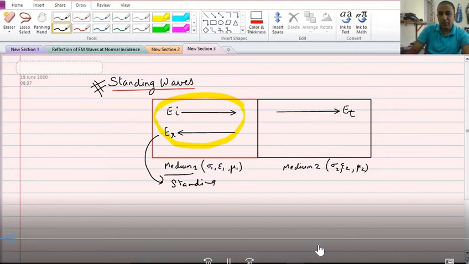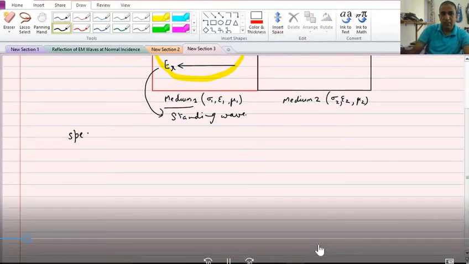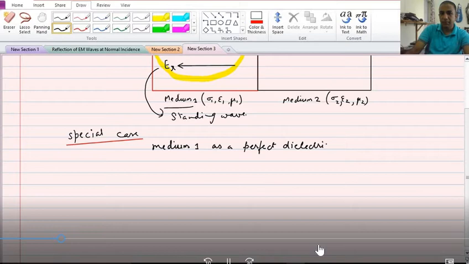Okay, so assume, as a special case, that medium 1 is a perfect dielectric, that is sigma 1 is equal to 0, and medium 2 is a perfect conductor. This will give you sigma 2 approximately equal to infinity.